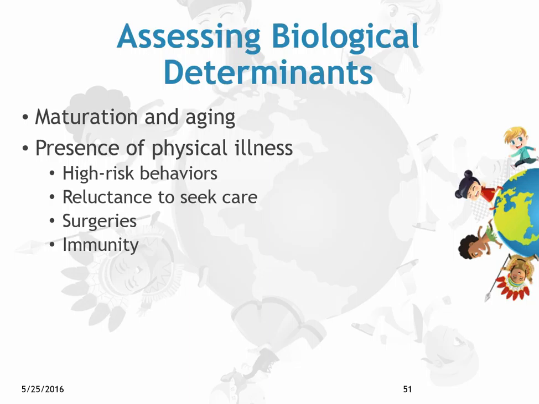So here, when you address the biological determinants of health, again, you are concerned with the maturation of aging, but also the presence of any physical illness. This might be due to high-risk behaviors or their reluctance to seek care, so something is way out of control, any surgeries they may have had, or any immunities they may have had.